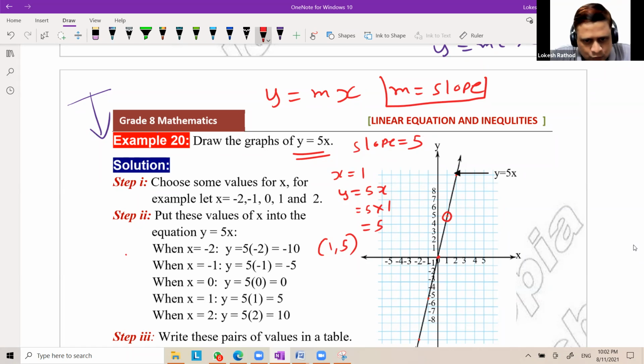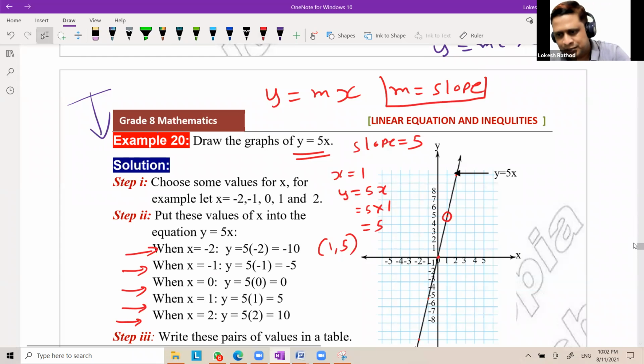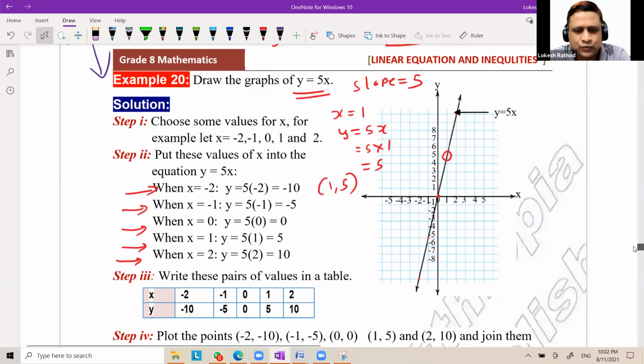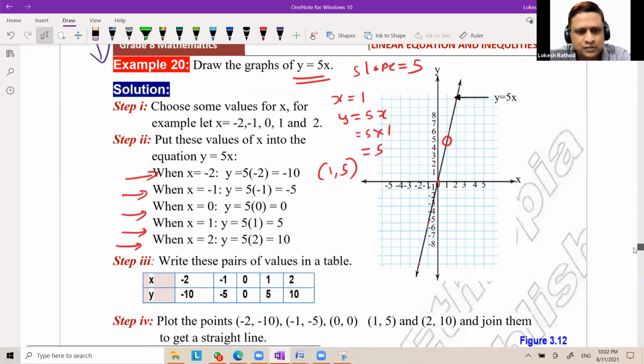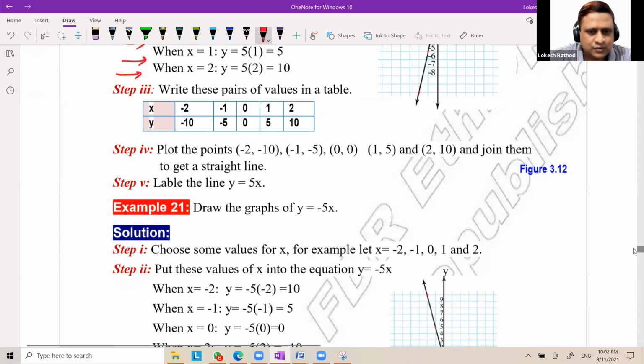Say if you put x equal to -2, y equal to 5 times -2, that is -10. For -1, 5 times -1, -5. 0 is 0 only. 1 is 5, that we did. 2 is 5 times 2, 10. Okay, so you can put additional points to be extra sure, right? But yes, if you have 2 points, you can draw the graph, right? So that you have done: plot the points and join them in a straight line. This is the line y equal to 5x, correct?